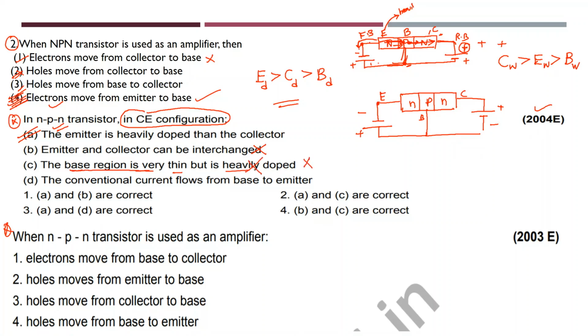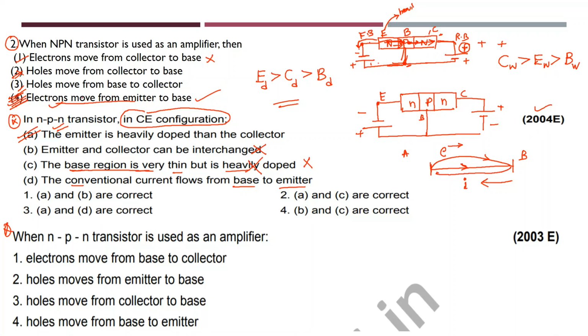Let us see the fourth option. The conventional current flows from base to emitter. Here what it was there? Electron moves from emitter to base. Now see here, I am giving you an example. Suppose these are two regions A and B. I say that electrons are flowing from A to B. What does it represent? Current will flow from B to A, isn't it? Whenever electrons are reaching from A to B in this direction, then current will flow from B to A, because this is the conventional direction of current.